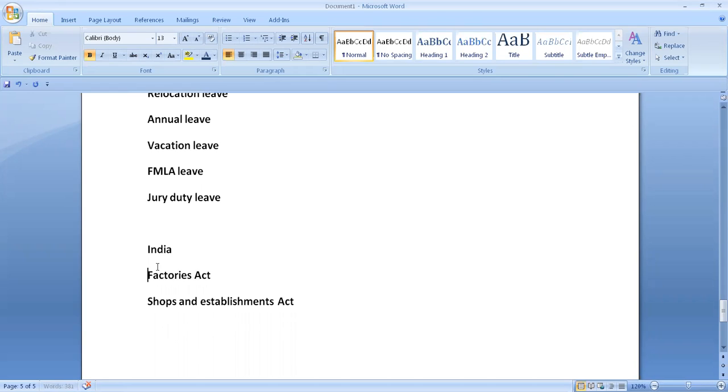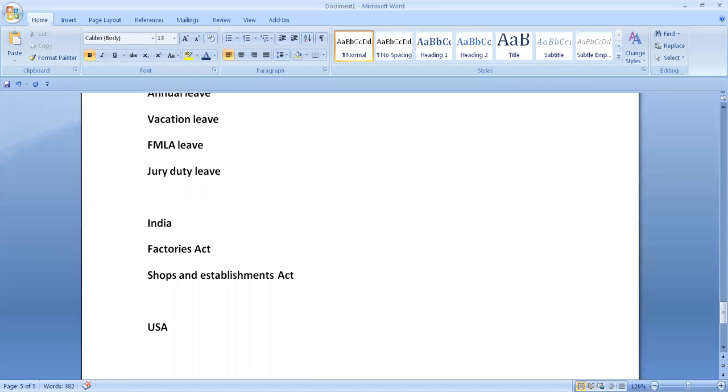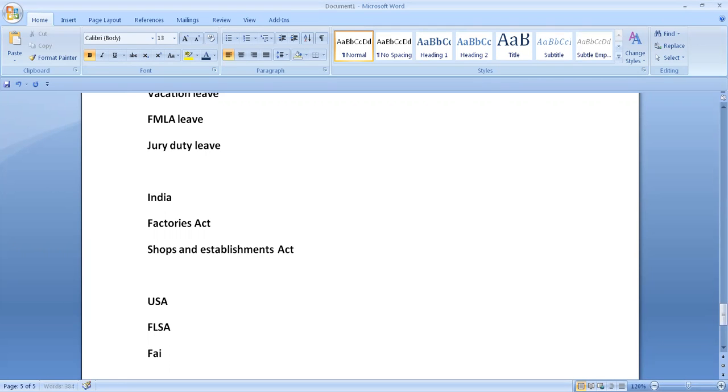India country. So for US country, for example, you can maintain FLSA. Based on FLSA, it can be maintained. What is FLSA? FLSA is nothing but Fair Labor Standard Act. Let me type that. Fair Labor Standard Act. For India, we are maintaining based on Factories Act and Shops and Establishments Act.